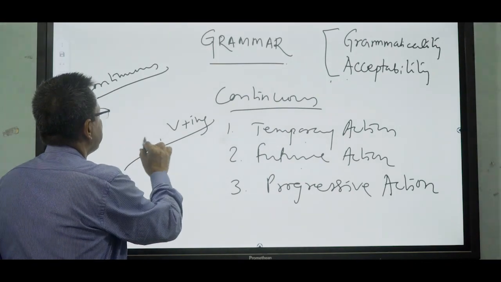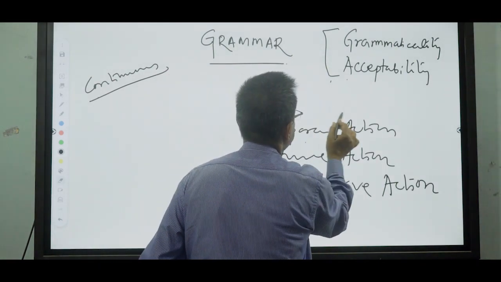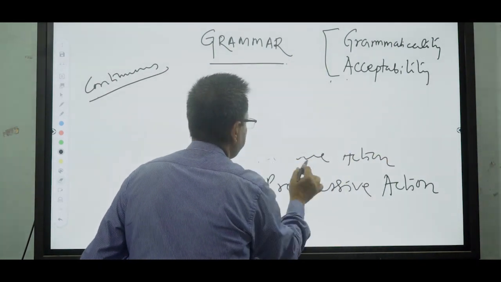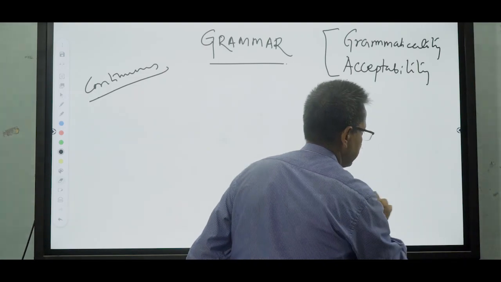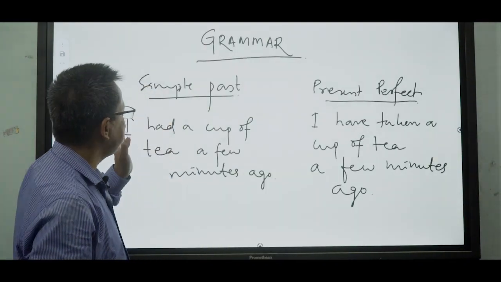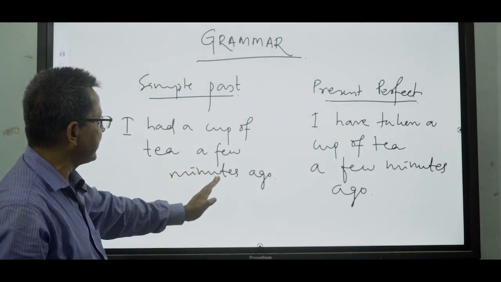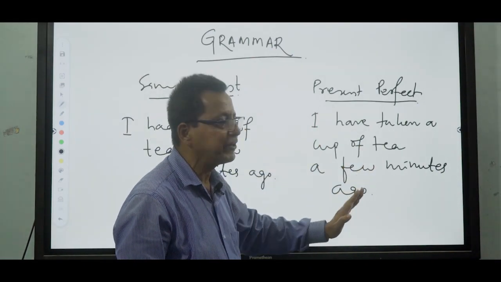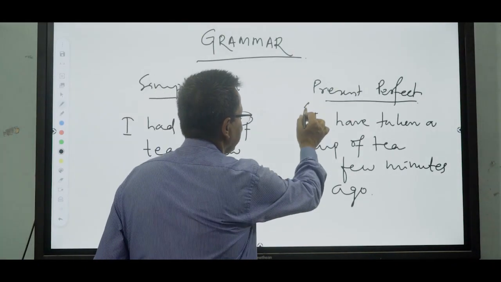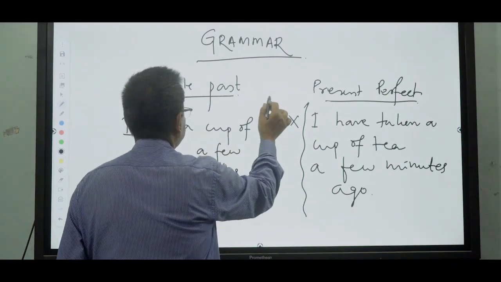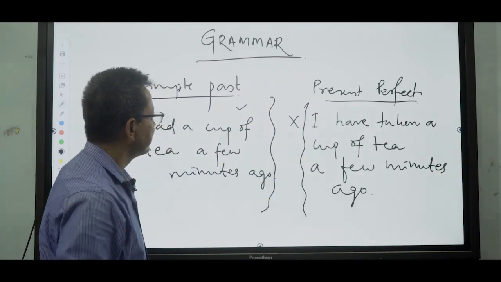Now, I will show you an interesting difference between 2 things: simple past and present perfect. Look at these 2 sentences. I had a cup of tea a few minutes ago. I have taken a cup of tea a few minutes ago. Now, which one do you think is correct? This one is wrong, and this one is right.